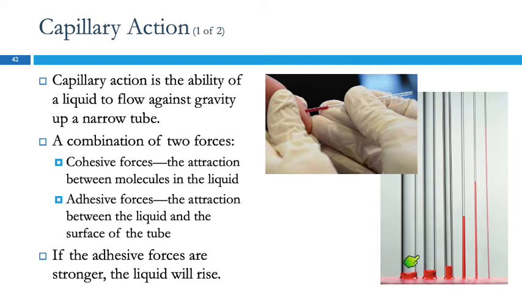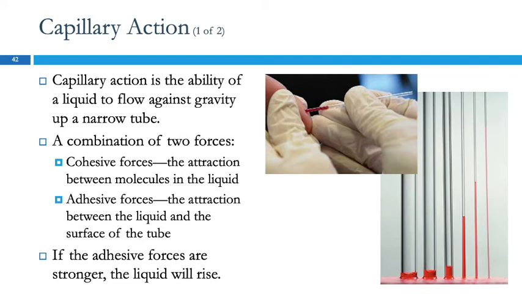And here we see different diameters of tubes. This is not blood, this is just a red liquid. And we see that in the narrow tube, the liquid will rise much higher than in a wider tube. So capillary action is due to a combination of two different forces. We have cohesive forces, which is the attraction between molecules in the liquid, which has to do with the intermolecular forces between the molecules of the liquid. And then we also have adhesive forces, which is the attraction between the liquid and the surface of the tube. So depending on what this tube is made out of, you may see higher or lower capillary action.